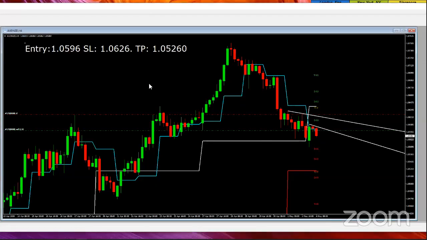So we are triggered into this trade, by the way. I didn't need to move the entry in the end. It was 1.0598, but 1.0956 is still fine too. So that's where we are with that.